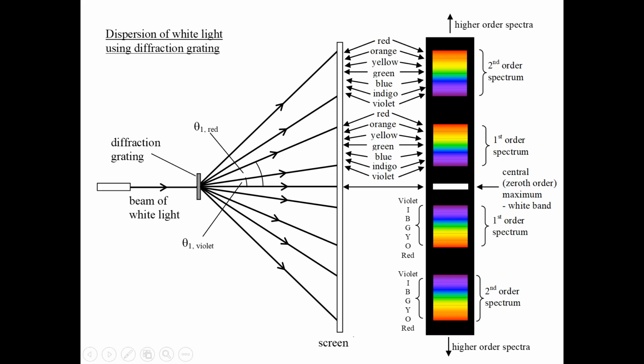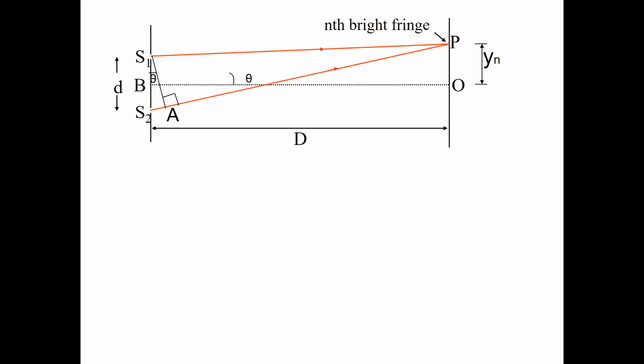Violet light has the lowest wavelength, so it will have the smallest theta. Red light has the longest wavelength, so it will have the largest theta. The formula is the same as the double slit. So we're going to look at the double slits again.